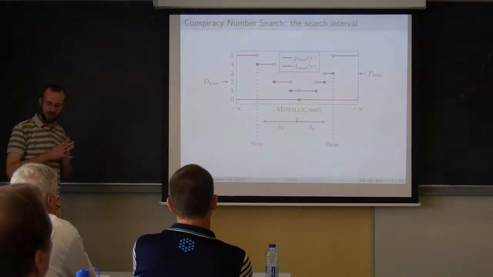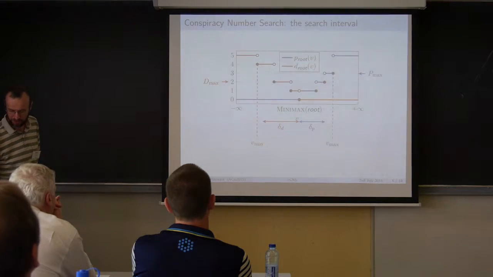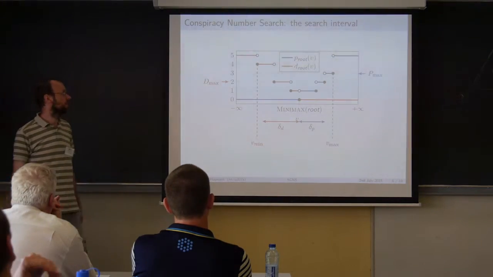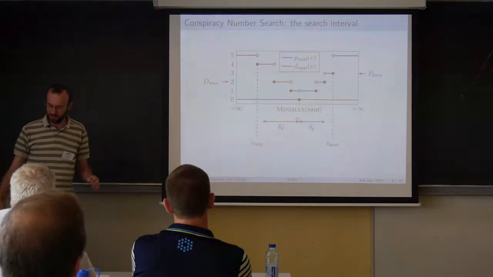So this is the main thing in conspiracy number search, choosing the interval. This is our proposition for how to do it. Yeah, that's an intuition about conspiracy number search. I don't want to go into details, it's too complicated.